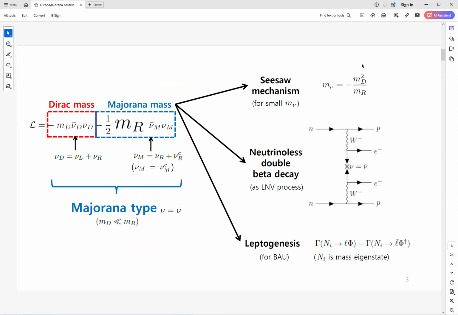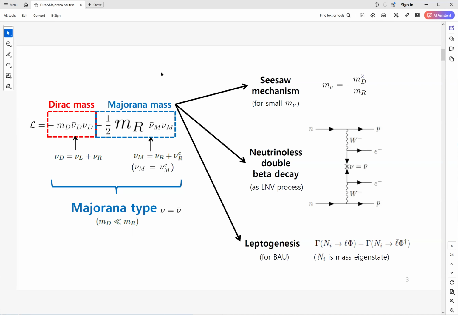First of all, let's review how we can write the Lagrangian for the neutrino mass. There are two kinds of neutrino mass. One is the Dirac mass term, which consists of the Dirac spinor with left-handed and right-handed counterparts. But the Majorana mass term consists of the Majorana spinor, which is composed of one counterpart and the charge conjugation of the Majorana spinor itself. So there are two mass terms, the Dirac mass term and the Majorana mass term.